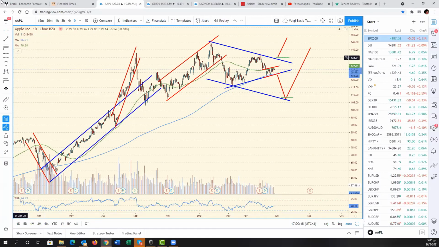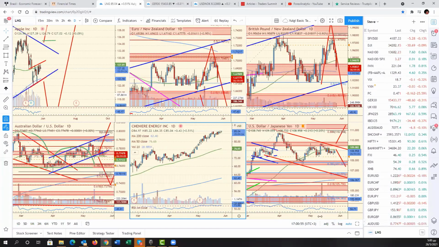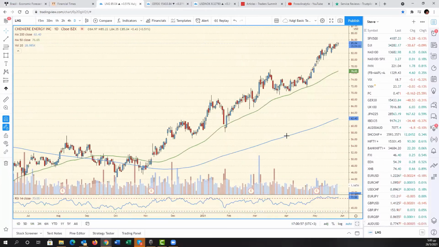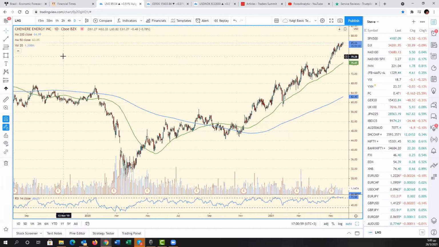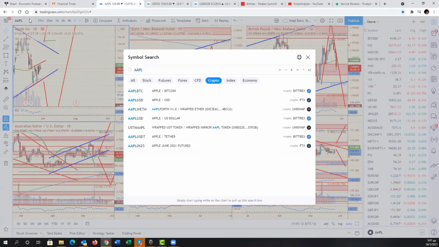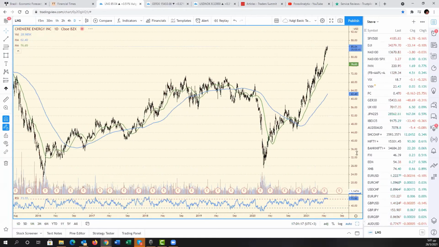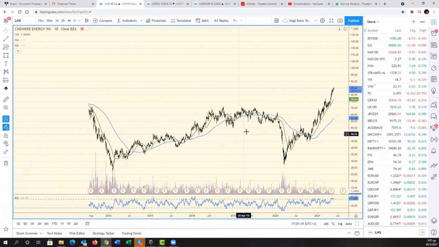Natural gas, LNG. Oh, LNG. Yeah, natural gas, LNG. Let's see. LNG. Is this the one you want? Just confirm if this is the LNG you're looking for. Yes, that's the one. Let's open it here, actually. So this is the one. Yeah, clearly bullish, right?